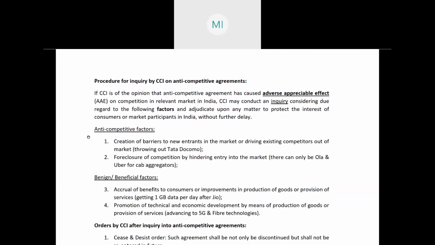Okay, so now we are coming to see what you mean by adverse appreciable effect on competition, AAEC. What do you mean by adverse appreciable effect? When it comes to anti-competitive agreements, you are checking two factors. The CCI will check, when conducting an inquiry, whether it creates adverse appreciable effect on competition or not by checking the anti-competitive factors and beneficial factors. It will weigh how much of it is creating anti-competitiveness and how much is actually beneficial.